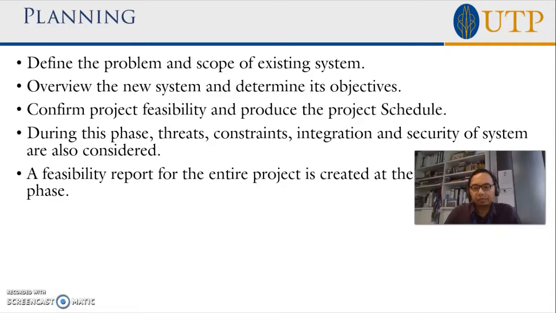At the end of this phase, after you have done all that, you would produce a report. This report is called a feasibility report for the entire project. It will contain everything that you have done for this phase. For example, feasibility, schedule, the problem, the existing system, and how the new system will address the problems of the existing system. And not to forget the manpower, or the people involved in the information system development project as well. You need to include the manpower in this feasibility report, because that is part of the planning.